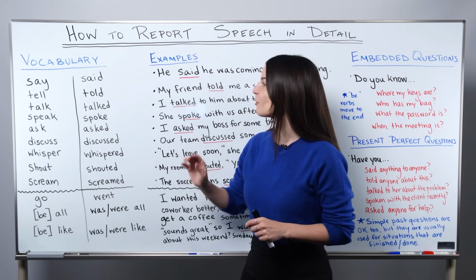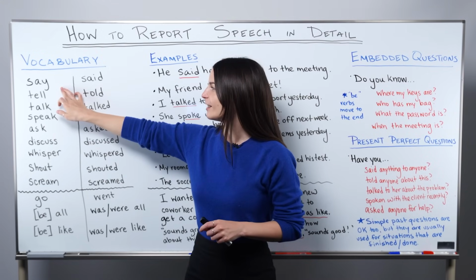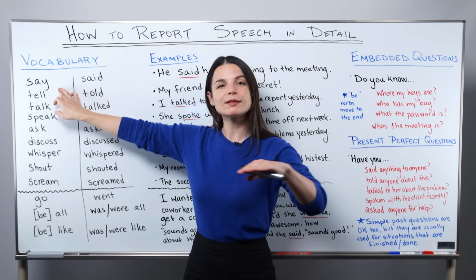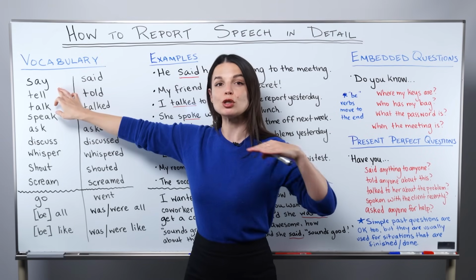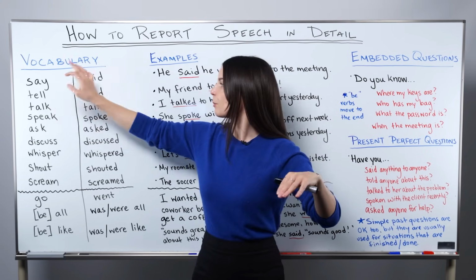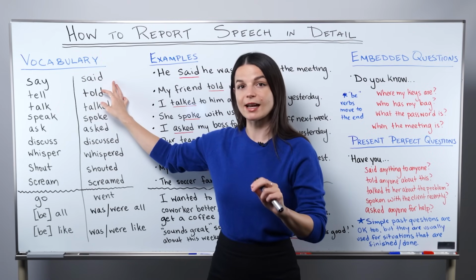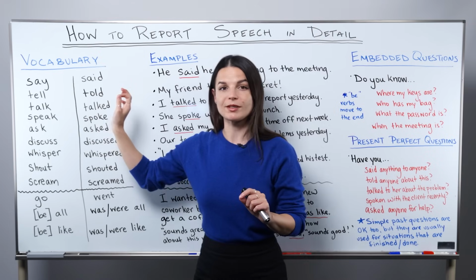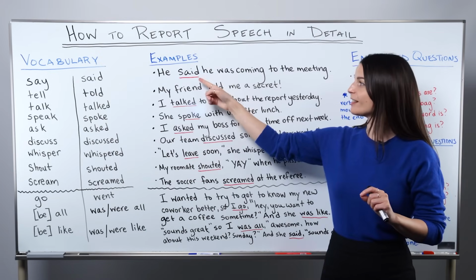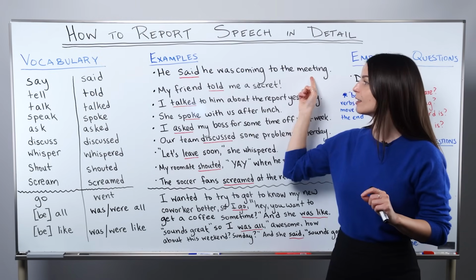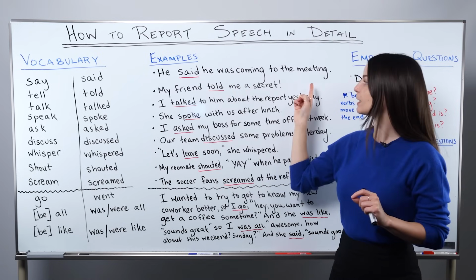So let's begin with the first verb, say. So say is the most basic way to report speech. It's a very neutral verb choice. The past tense form is said, said, not said, but said. So let's look at an example sentence with this. He said he was coming to the meeting. He said he was coming to the meeting.